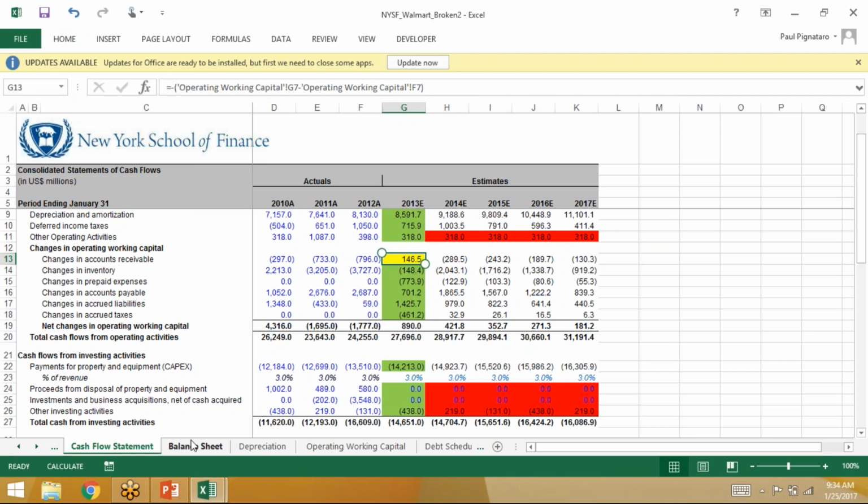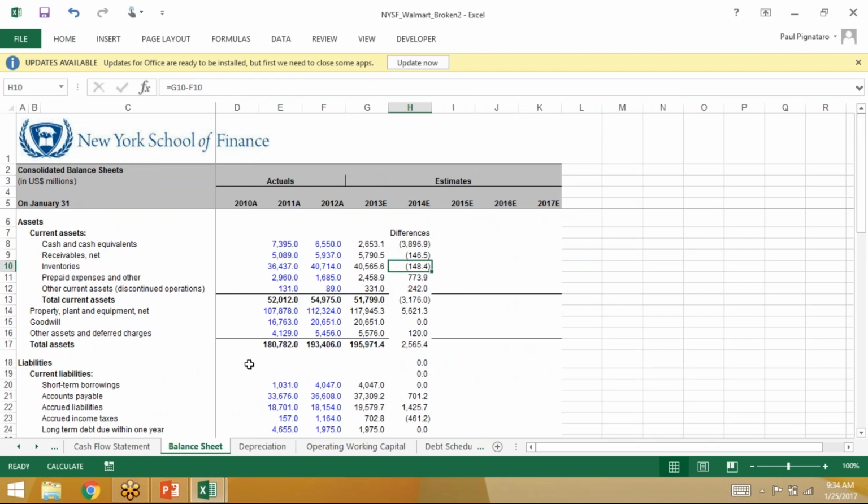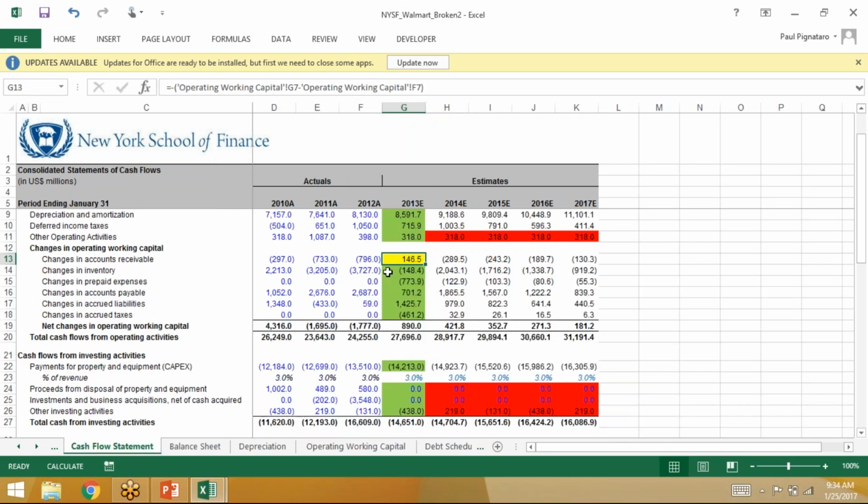Next one. Inventories. What do I see? You see a decrease in inventory. So we should also see that reflected in the cash flow statement. If it's decreasing here, it should be an increase in cash, so it's going down by 148.4. I should see plus 148.4 on the cash flow statement. What do I see? I see minus 148.4. What does that mean?